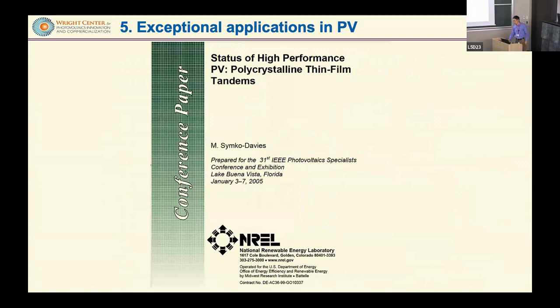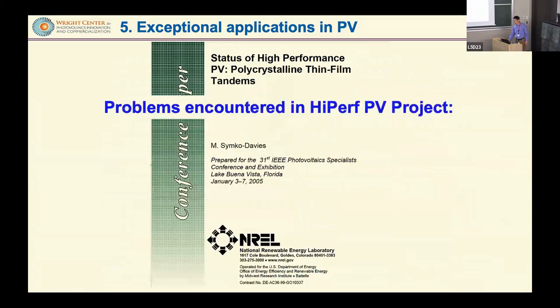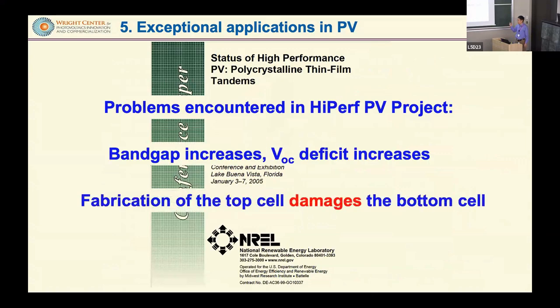Maybe two decades ago, when I was at Enron, there was a project launched by DOE that tried to make a polycrystalline film tandem, but it never happened. The reason is that there are a few problems. The problem we encountered is that when you put them together, when we make the top cell, we also need some temperature and some process conditions. So when we make them, they always damage the bottom cell. So it's difficult to make them.